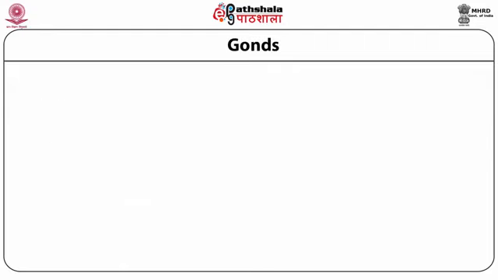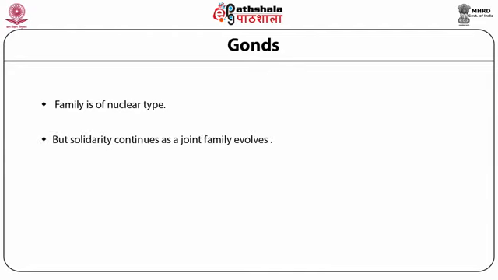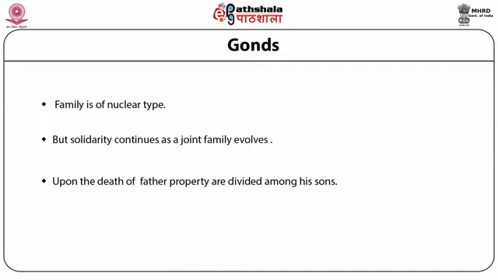The basic co-residential unit is the nuclear family, comprising a couple and their unmarried children. As sons marry, the nuclear family loses its commensal nature, but solidarity continues as the joint family evolves. Upon the death of the father, his property and debts are divided among his sons. The maximum proportion of wealth goes to the senior brother. A daughter receives an inheritance only if she has no male siblings.